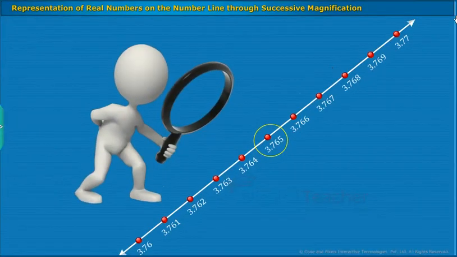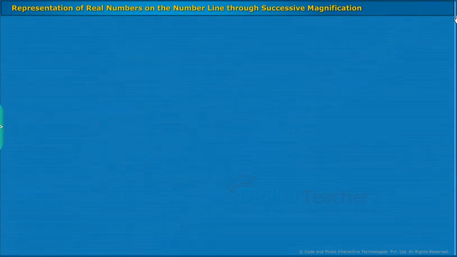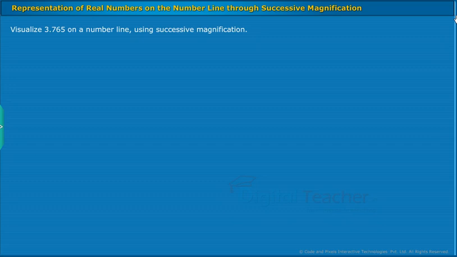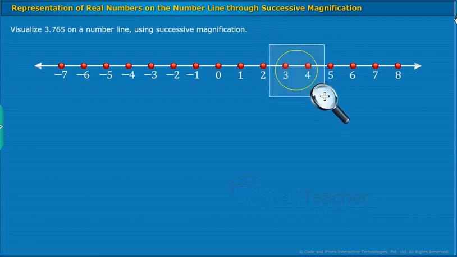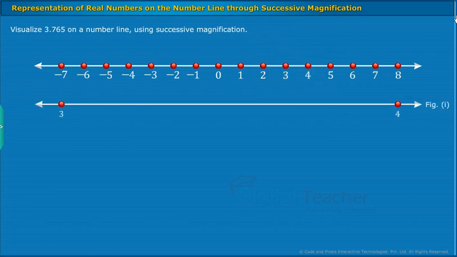Representation of real numbers on the number line through successive magnification. Visualize 3.765 on a number line using successive magnification. We know that 3.765 lies between the interval 3 and 4. To have a rough idea for locating it on a number line, make 10 equal parts and mark them as 3, 3.1, 3.2 and so on up to 4 as shown.